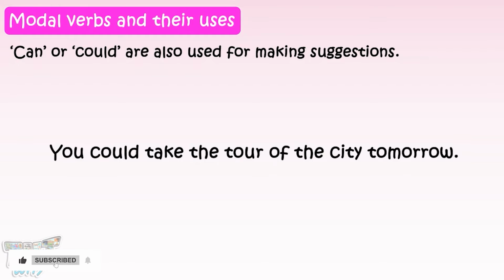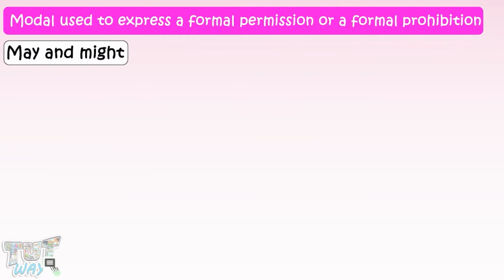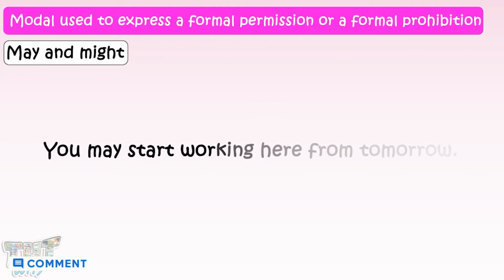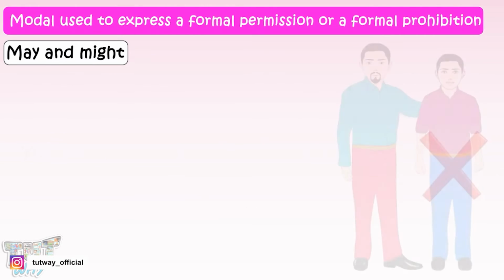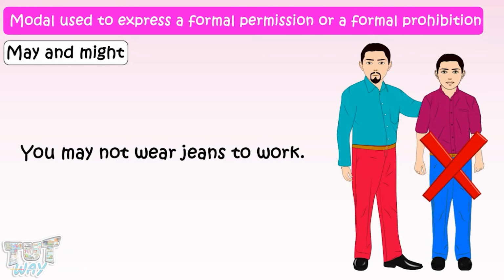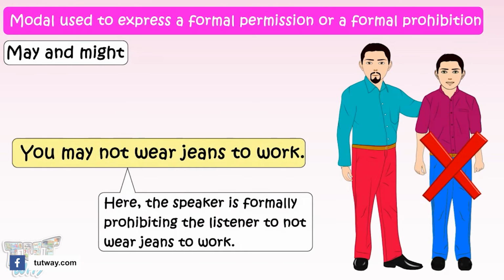Now let's learn about modals that are used to express a formal permission or a formal prohibition. May and might. You may start working here from tomorrow. Here, the speaker is giving a formal permission to the listener to work. You may not wear jeans to work. Here, the speaker is formally prohibiting the listener to not wear jeans to work.